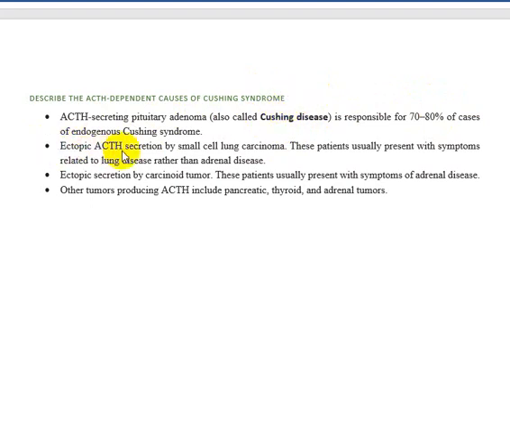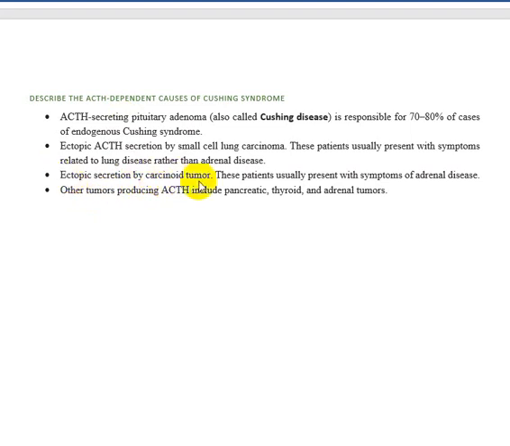Ectopic ACTH secretion is from small cell lung cancer, and this small cell lung cancer was also involved in the case of ADH secretion when you had the syndrome of inappropriate ADH in the body. So this patient usually presents with symptoms related to lung disease rather than adrenal disease, but ACTH is secreted.